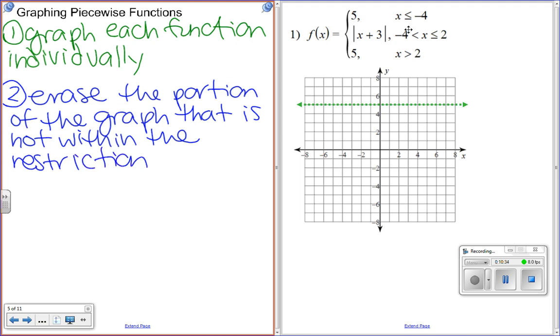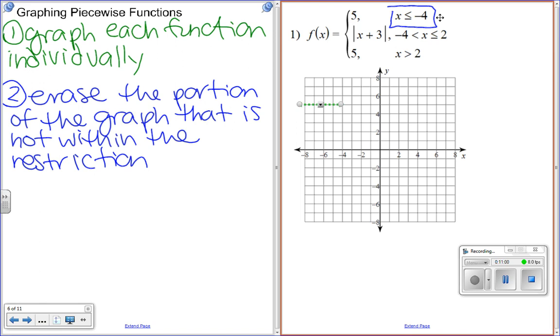And what I mean by that, f of x equals 5 only if x is less than -4. So I only want the portion of my graph that is less than -4. Remember, your x's are along this axis right here. So we're going to find -4, and this is where my graph should start. Okay, so I'm going to shrink this down so that it only shows up on the left of -4.